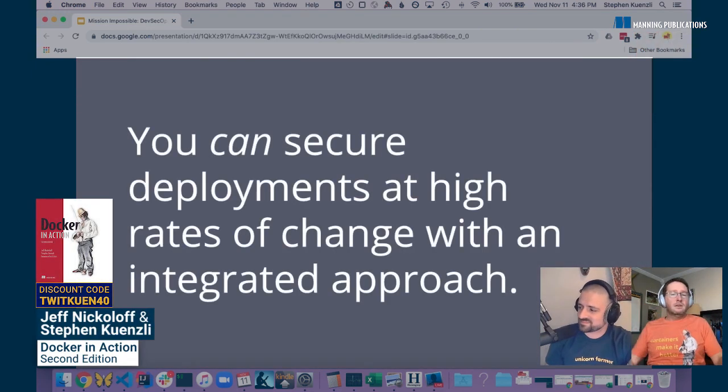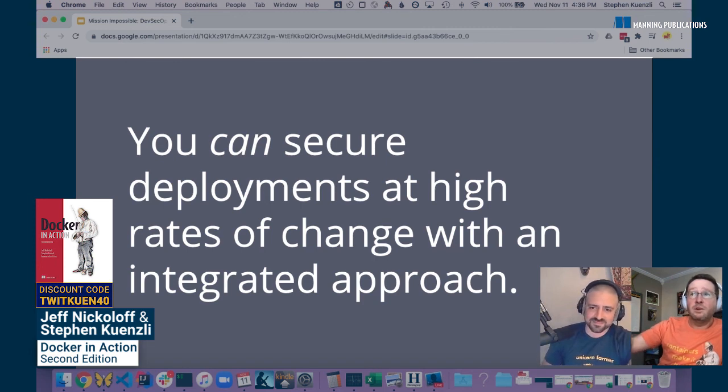So just to wrap up here, I want to leave you with a message that you can secure deployments at high rates of change, but you've got to integrate your safety constraints into your delivery process. You've got to figure out what they are and then actually integrate them so you can deliver them at speed, because every deployment is going to overwrite them. And as Jeff has pointed out several times, I want to remind you, you need to secure your delivery process.